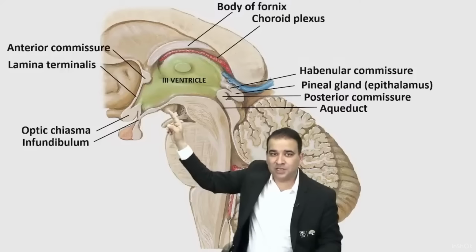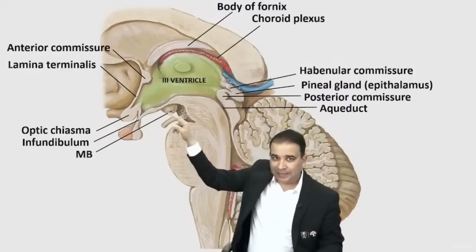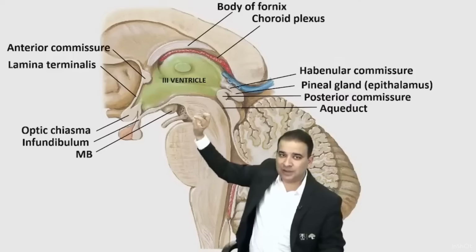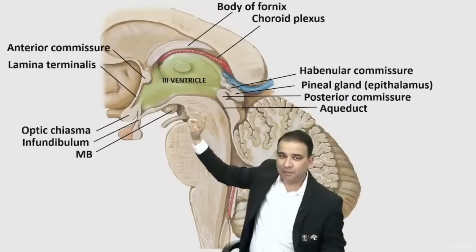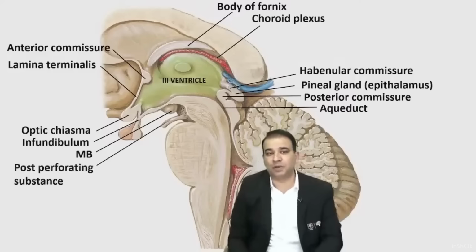Then look at the rounded structure. What is it? Mammillary body. And then look at those perforations over there. These perforations are made by branches of the posterior cerebral artery, and we call this the posterior perforating substance.